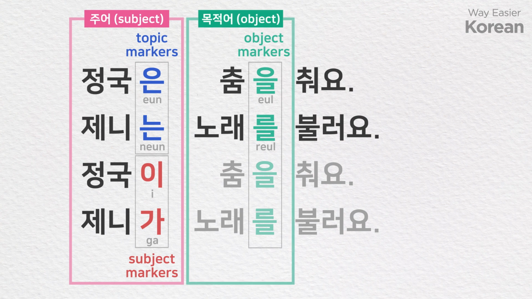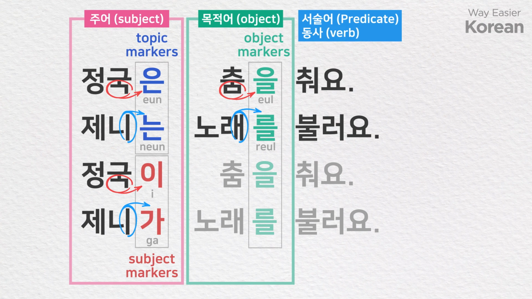At this point, you might be wondering why there are two of each. As you can see from the examples, when the preceding syllable has a 받침, that is, when it ends in a consonant, we use 은, 이, 을, and when the preceding syllable does not have a 받침, and ends in a vowel, we use 는, 가, 를.